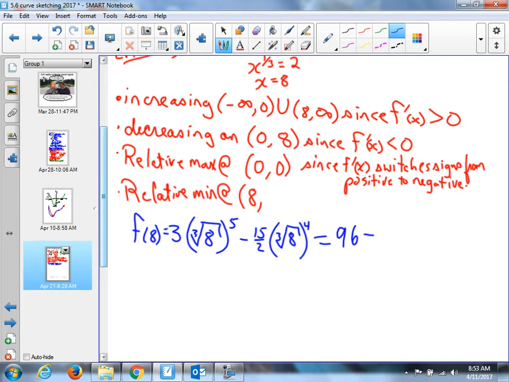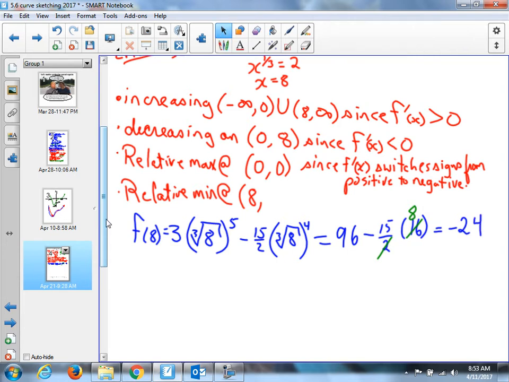Subtracting 15 halves times the cube root of 8, which is 2, to the power of 4, 16, right? Now, I'm not doing 16 times 15. I'm cutting it down. I'm doing 8 times 15. 8 times 15 is 80 plus half of that, 120. 96 minus 120 is going to be negative 24. So that means, to finish my relative min statement here, 8 comma negative 24.